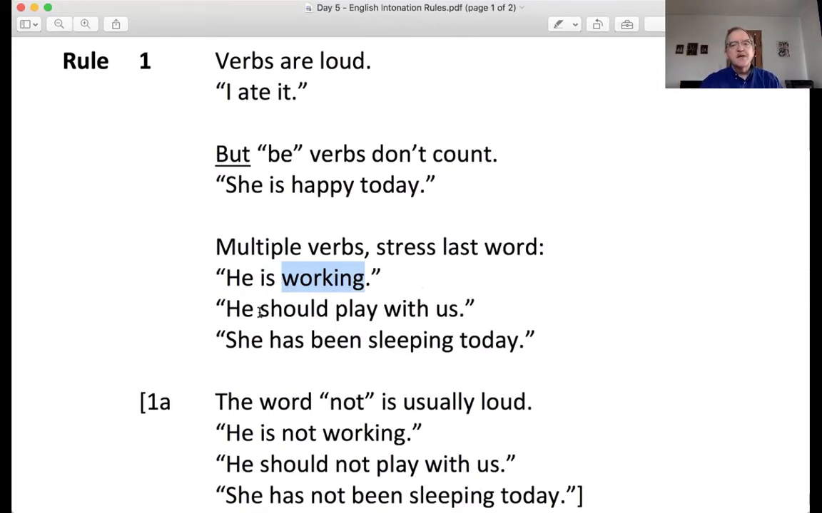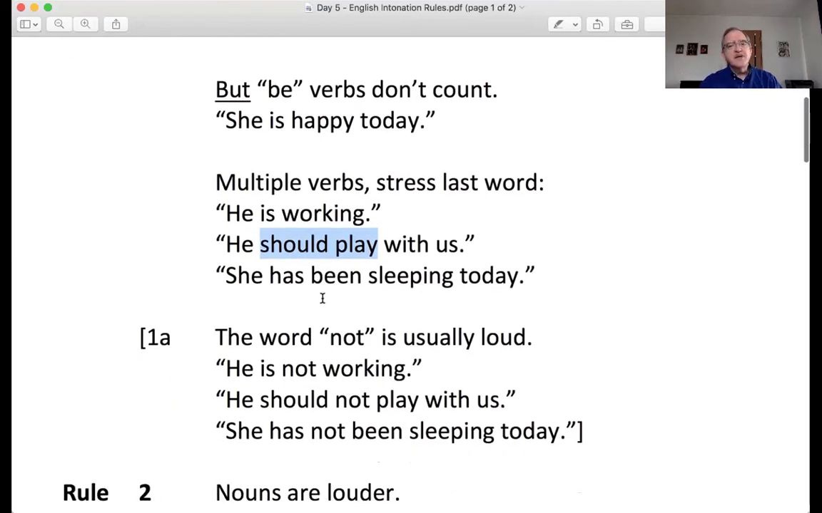Here's another one. He should play with us. We have should play. He should play with us. We do not say he should play with us. I don't say that. The last verb is the stressed word.